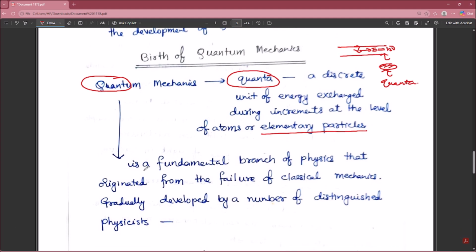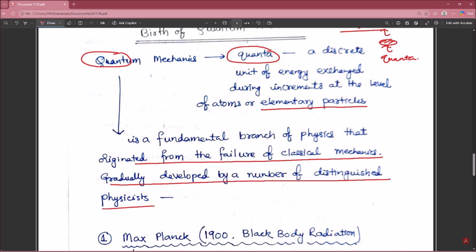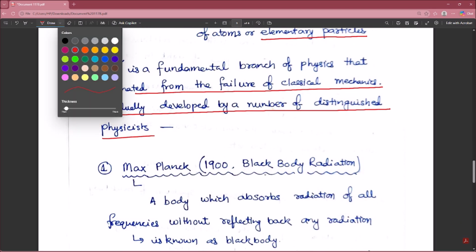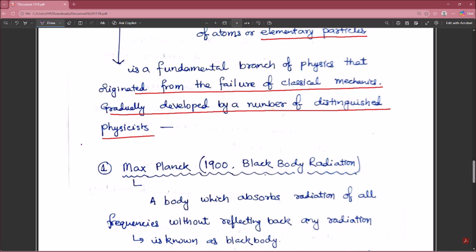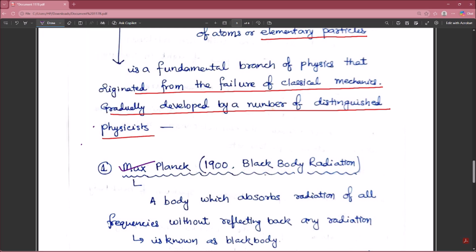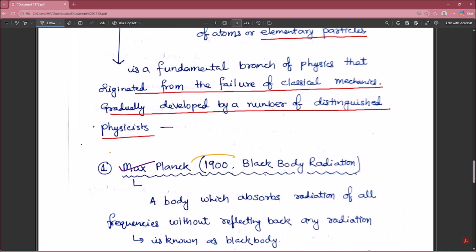So quantum mechanics is the fundamental branch of physics that originated from the failure of classical mechanics and was gradually developed by a number of distinguished physicists. Different physicists gave their different results. Like we see, the first one is Max Planck, who gave the result in 1900, which is called black body radiation.